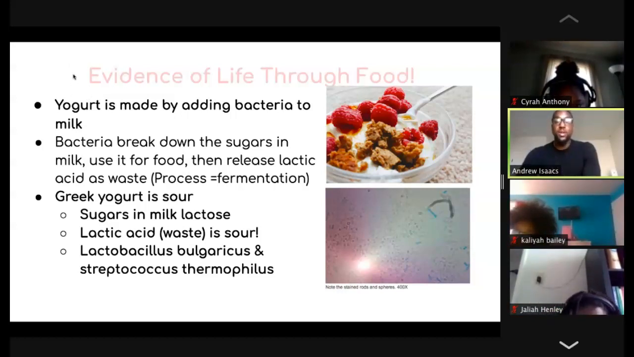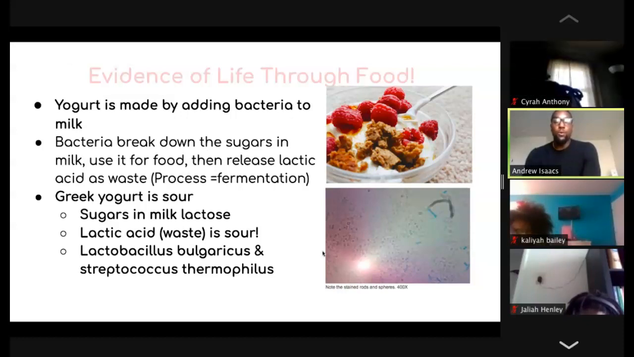If yogurt is the type of food that is evidence of life and bacteria, type in the chat to me, what are some foods that you think are made through bacteria, right? What kind of foods do you think are made through bacteria? That's going to be our exit ticket for today. What foods do you think are made through bacteria?